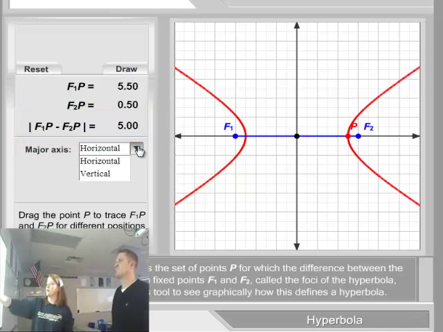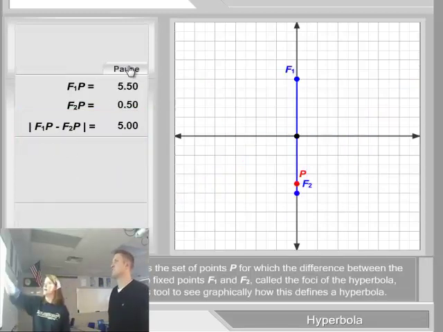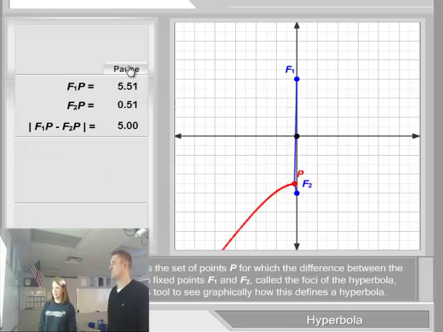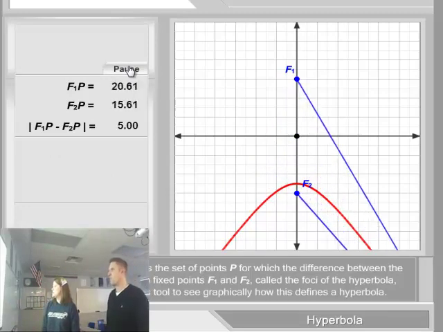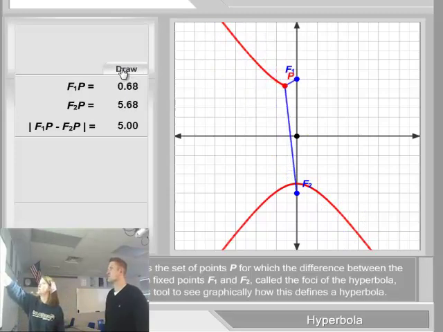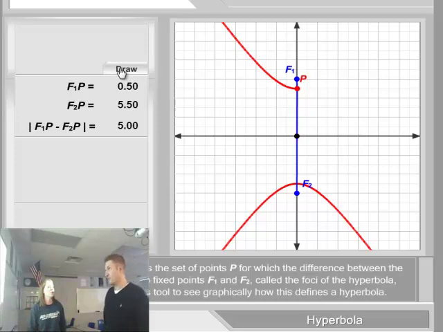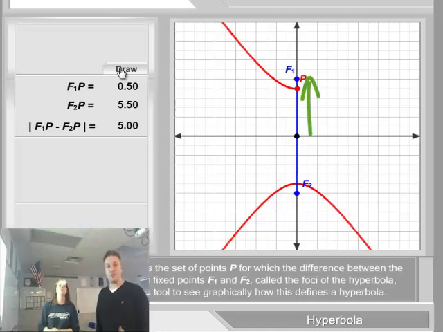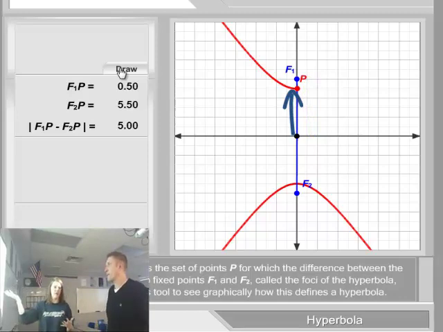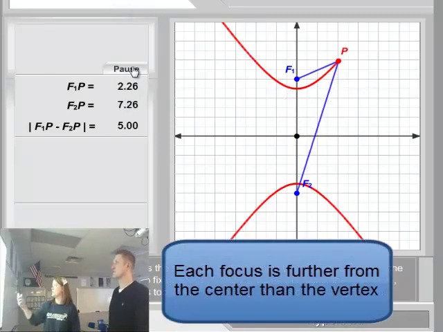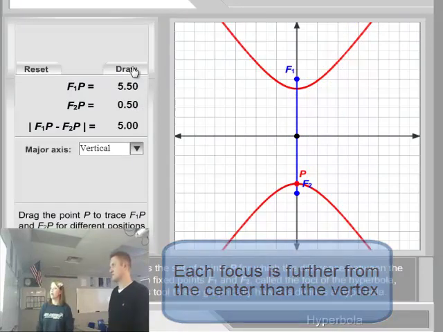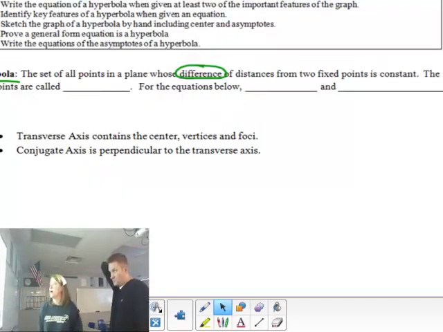Again, we could draw this horizontal or we could draw it vertical. And again, the distance, that constant difference, is 5. Now, Mr. Madsen, what do you notice about the foci versus any of the points, especially that one right there, when compared to the ellipse? One thing that you want to keep in mind is that the foci each are further out from the center as compared to the vertex. So I've stopped it right now. That red dot would be a vertex. And that's what makes our shape look like it's going outward. Okay, let's get back into our notes here.